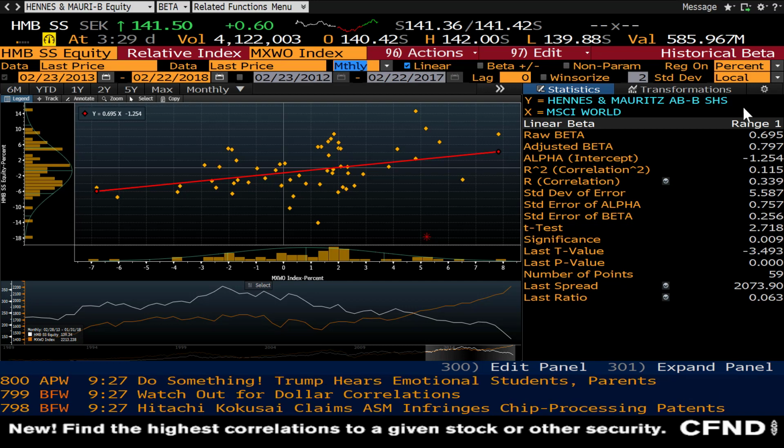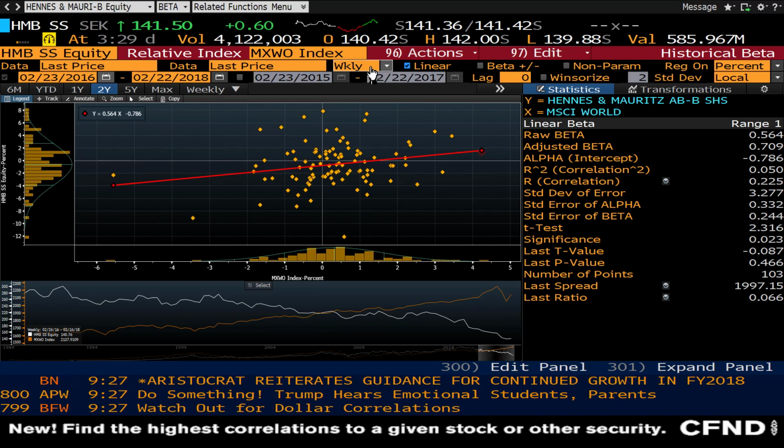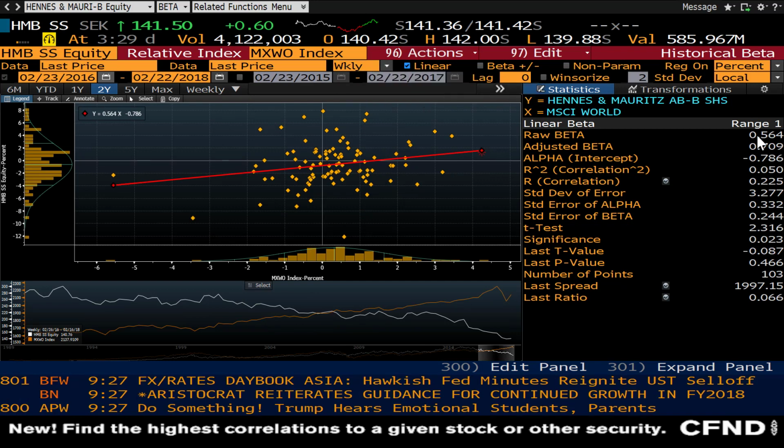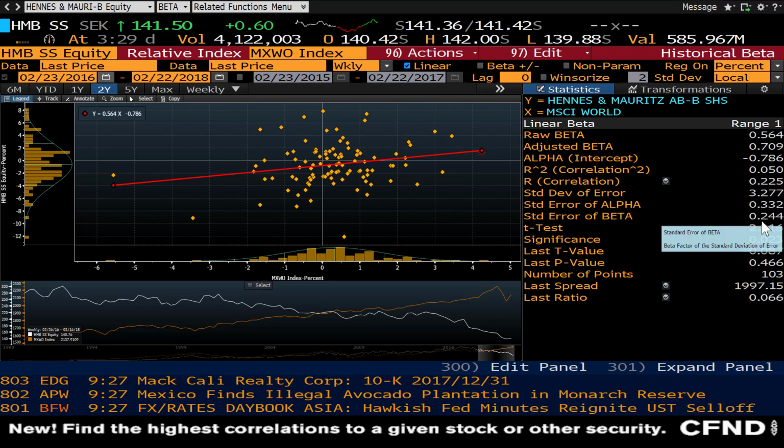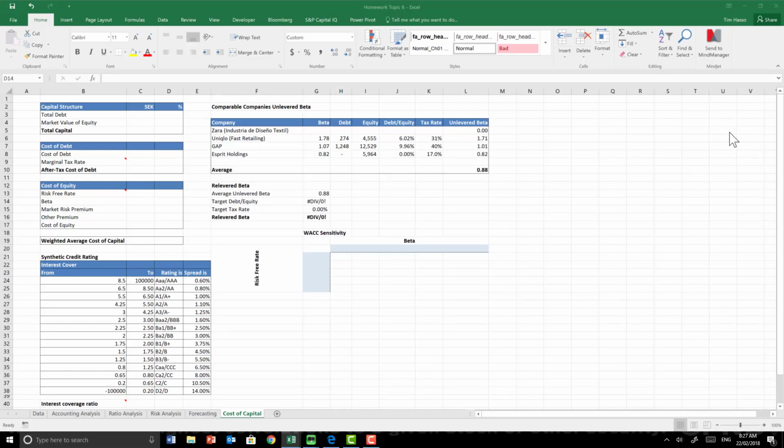Now, in industry, probably the most commonly used betas are either a 5-year monthly beta or a 2-year weekly beta. Generally speaking, I would tend to use a 2-year weekly beta as my benchmark. Again, this is not a great one, because 0.564 plus 0.244 multiplied by 2 means my lower range is going to be almost 0, and my upper range is going to be around 1. So it's not a very precise estimate once you think about it from a confidence interval point of view.